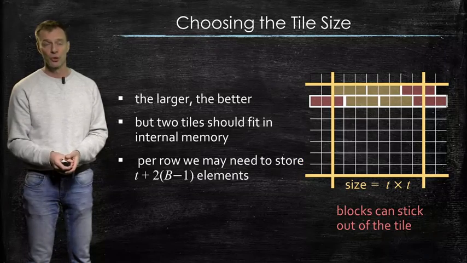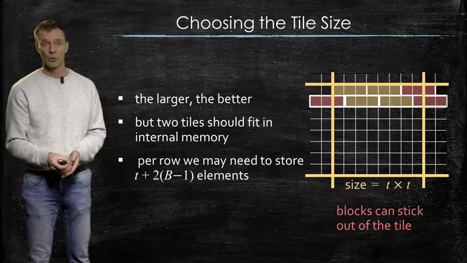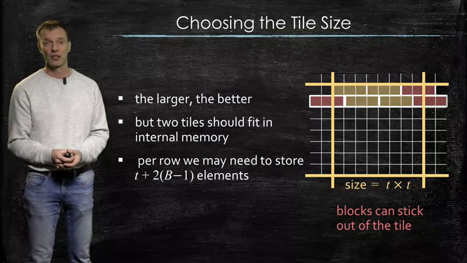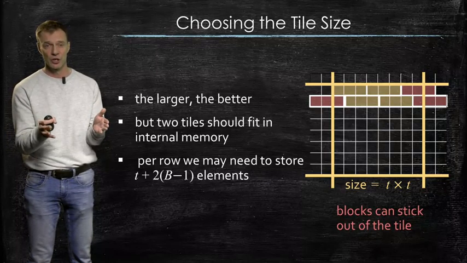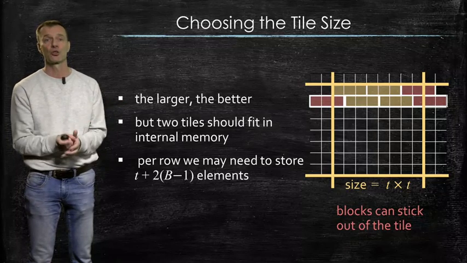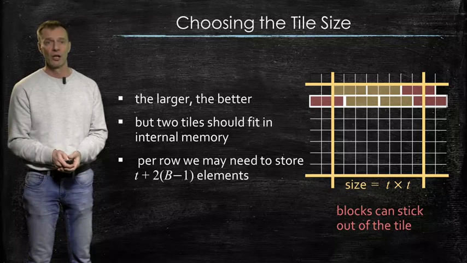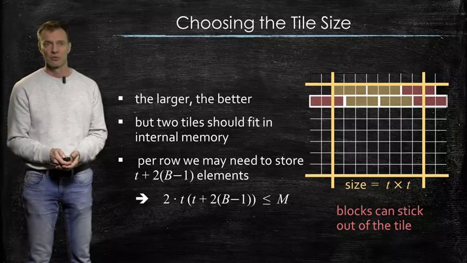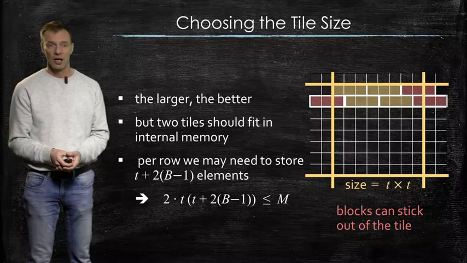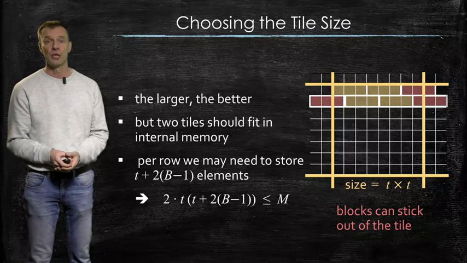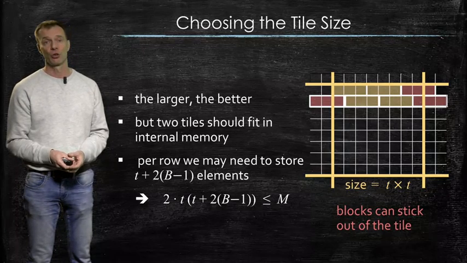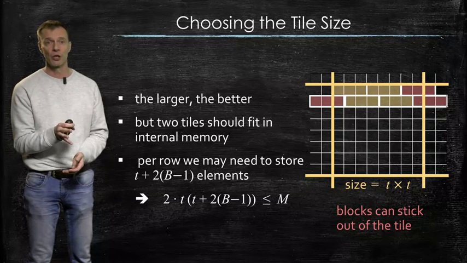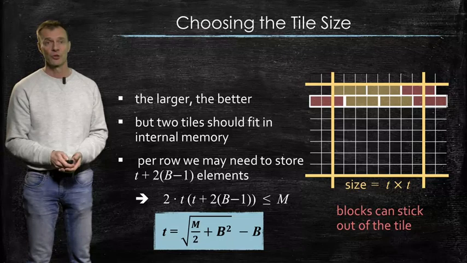Okay, so now we can compute how big our t can be. Well, we have t rows, right? It's a t by t submatrix, one tile. Per row I have, well, t elements, plus maybe on both sides b-1 sticking out. So for one tile, I'm going to need t times (t plus 2(b-1)) number of items. And I wanted to fit 2 tiles into my internal memory, so I need 2 times this number to be at most m.